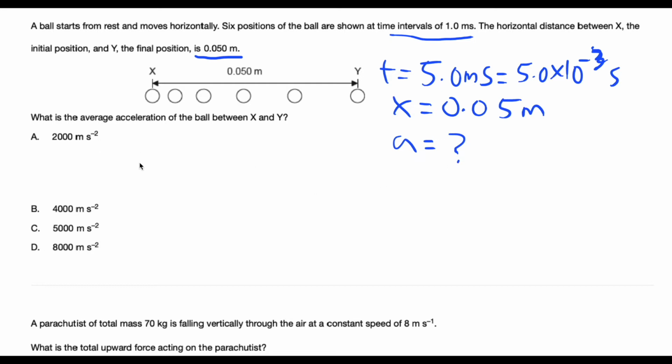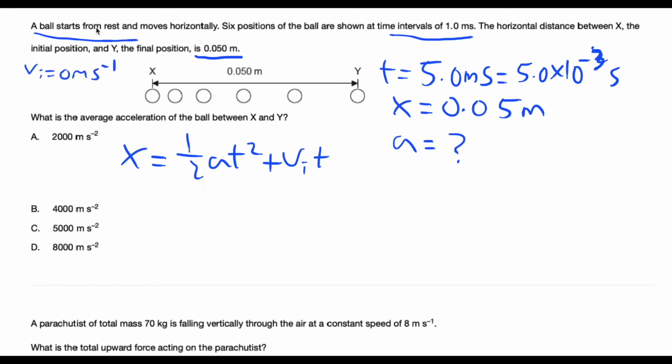So we know that displacement is equal to a half times acceleration times t squared plus initial velocity times time. And because the ball starts from rest, it's gonna have an initial velocity of 0 meters per second. So here is gonna be equal to 0, right? So now we can just plug in different numbers to calculate the acceleration of the ball between x and y.